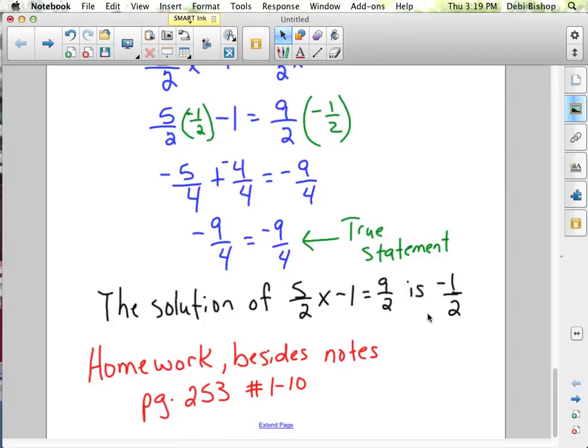There are two other examples in the book that go through the same process if you need another example to review. Additionally, to make sure you understand this, I want you to do numbers 1 through 10 on page 253, which is just general practice putting things in function form and explaining your notes to make sure you understand it.